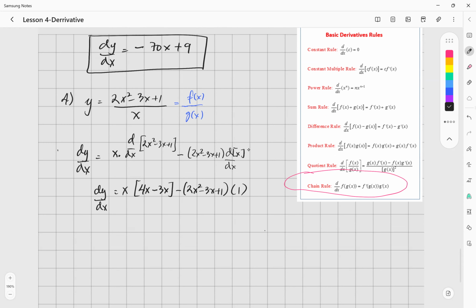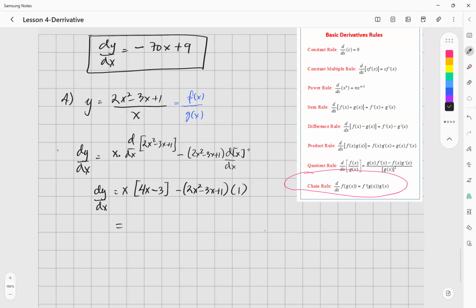Okay, now that you know that, you multiply. 4x minus 3, yes, you're right. 4x minus 3. Then the 2x squared minus 3x plus 1, you don't take the derivative of this. You just write it as it is, based on the quotient rule.